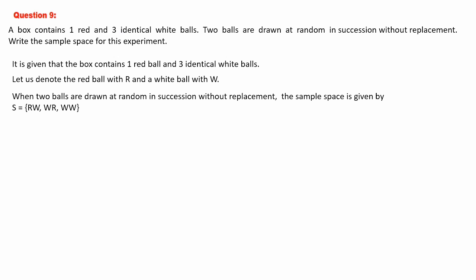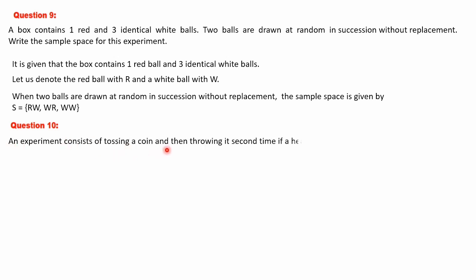So these are the possible outcomes, and these are the elements of the sample space. Question number 10. An experiment consists of tossing a coin and then throwing it a second time if a head occurs. If a tail occurs on the first toss, then a die is rolled once. Find the sample space. Let's go through the question.